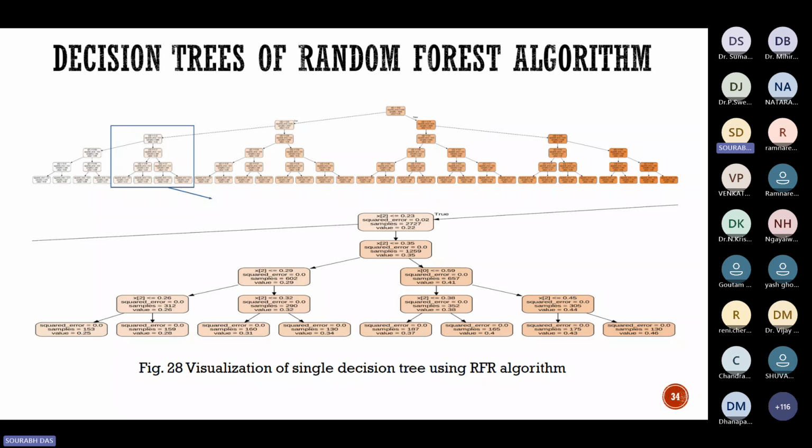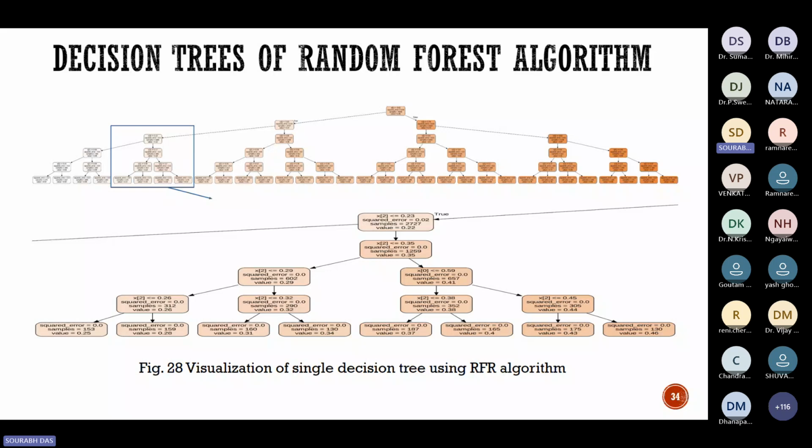DT1 to DTN. So what we have seen, there are five steps, as we have selected. Each rectangular shape is a node. So each rectangular node represents a split based on the features.